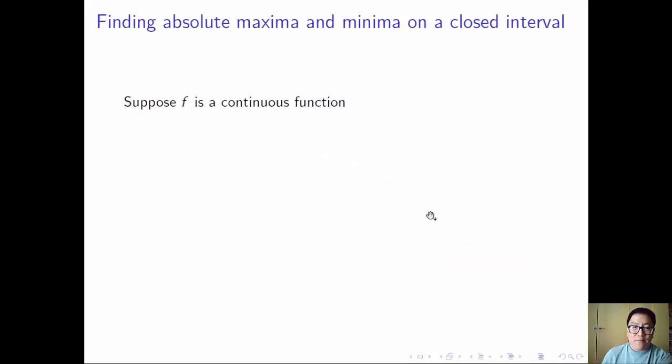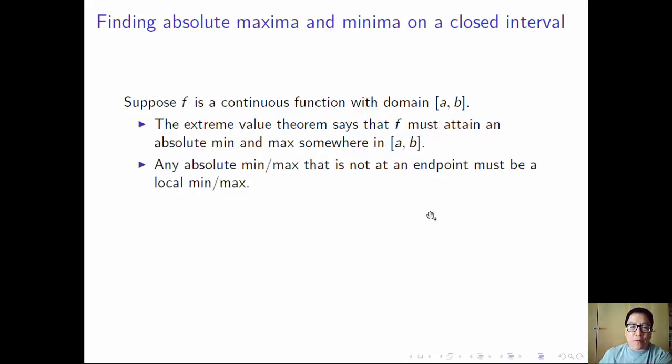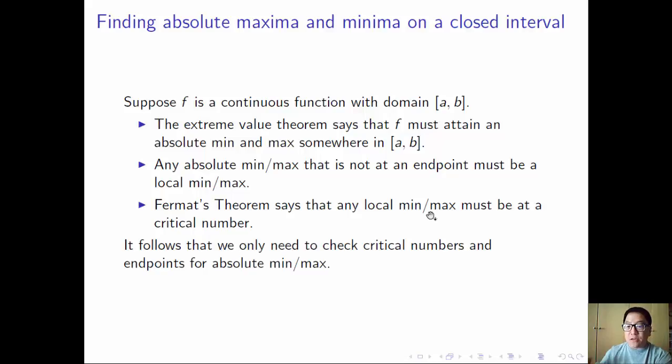Ta-da! Proof. Okay, so now we finally get to the algorithm of finding absolute maxima and minima on a closed interval. Suppose f is a continuous function with domain the closed interval [a, b]. Well, 1, the extreme value theorem says that f must attain an absolute minimum and maximum somewhere in [a, b]. So there is an answer there somewhere. 2, any absolute minimum or maximum that is not at an endpoint must be a local minimum or maximum. And 3, Fermat's theorem says that any local minimum or maximum must be at a critical number. So it follows that we only need to check critical numbers and endpoints for absolute minima and maxima.